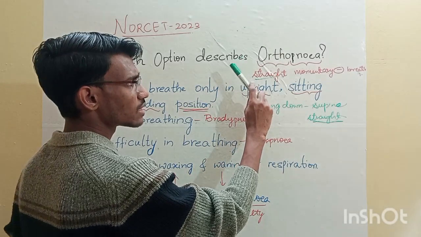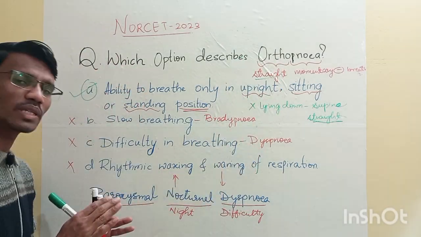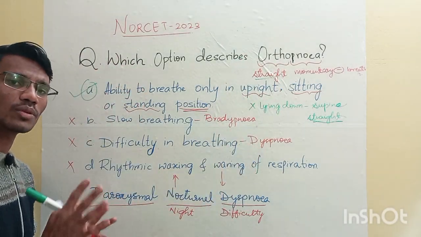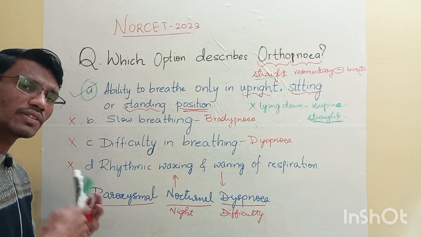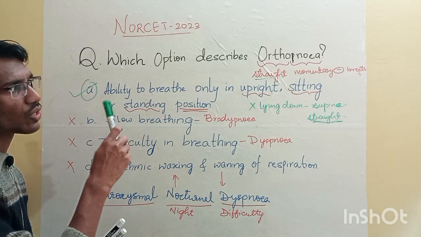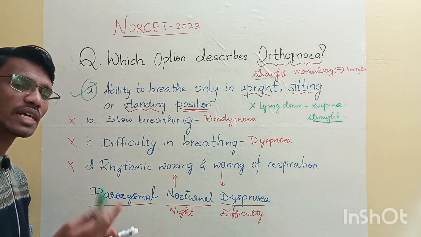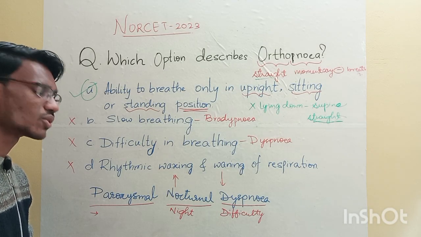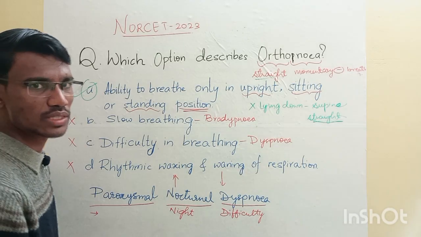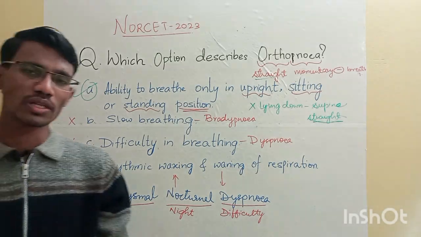So it is slightly different from orthopnea, though the causative factor for both the conditions is heart failure. PND occurs more commonly in left-sided heart failure, whereas orthopnea occurs in both-sided heart failure, also called congestive heart failure. So this is all about this question. Hope you all got it.